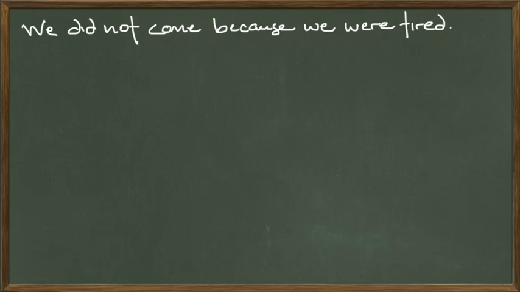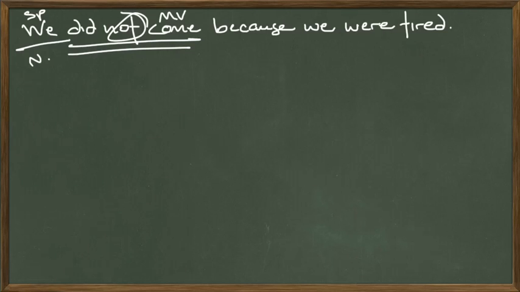Alright, last one. We did not come because we were tired. Subject of the sentence, we. Nominative case is subject pronoun. What did we not do? We did not come, verb phrase. Come is the main verb. Not is an adverb. Did is a helping verb. Why didn't we come? Subordinating conjunction.